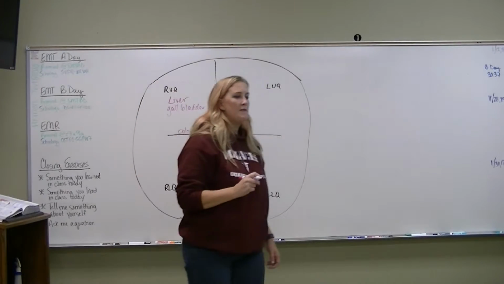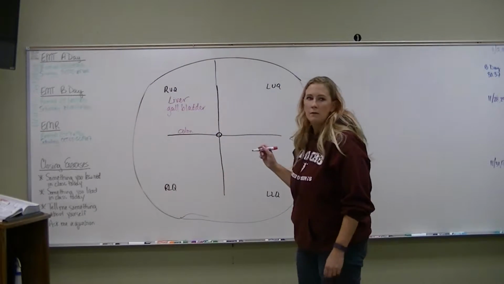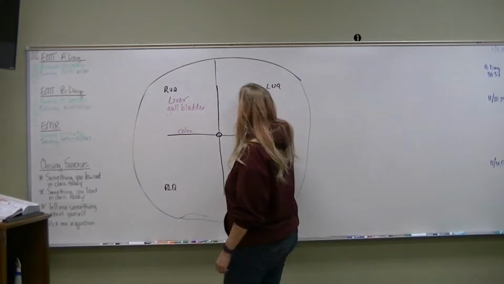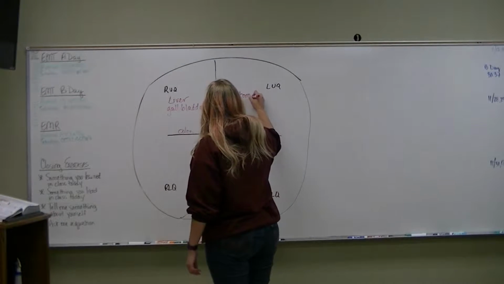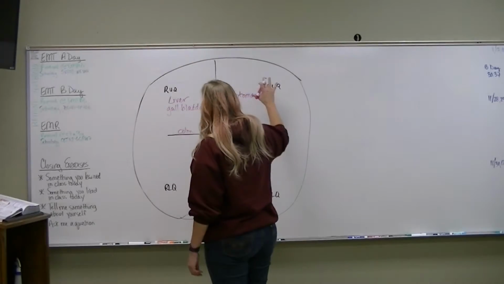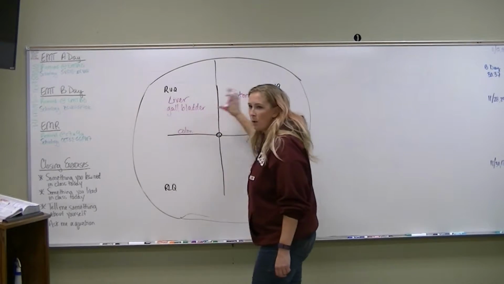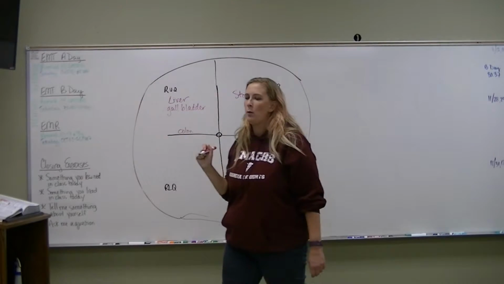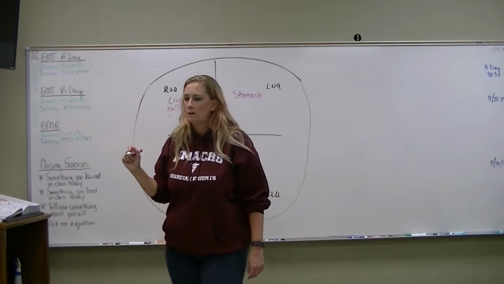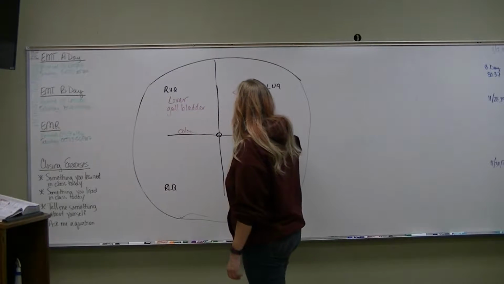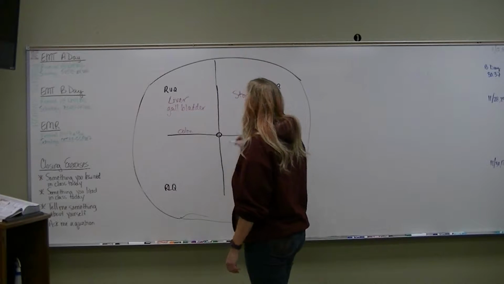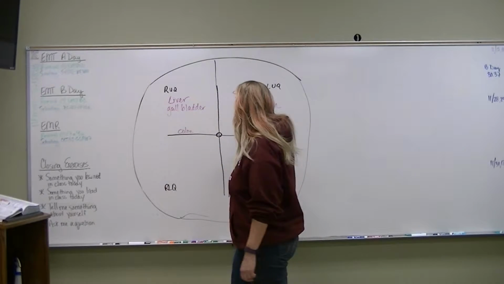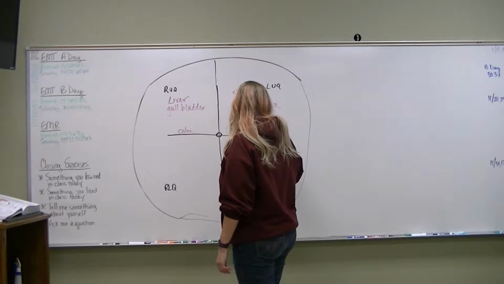Okay, what do we have in our left upper quadrant? Stomach. Our stomach is one of those that kind of crosses quadrants, right? So we have most of our stomach over here in our left upper quadrant. What else is there? Spleen. Colon again. Okay, we've got colon. Anything else?